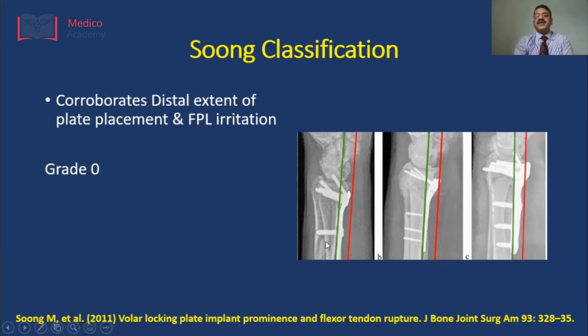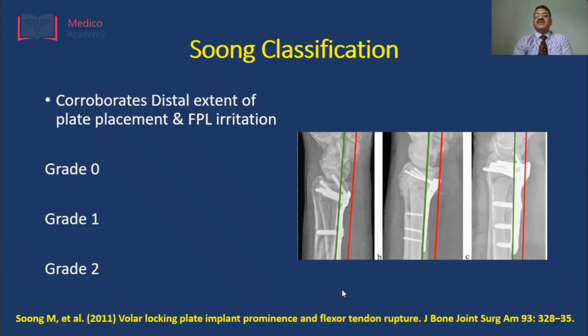Grade 0 is when the implant is dorsal to the critical line and it is proximal to the joint line here. So these plates will rarely cause any tendon problems. Grade 1 represents a plate position which is at the level of the critical line but still proximal to the joint, and grade 2 is where the plate actually crosses the critical line and comes more volarwards, and also distally it extends to the level of the joint and beyond. So that is a grade 2 Soong, and that plate placement is most likely to cause flexor tendon impingement problems.